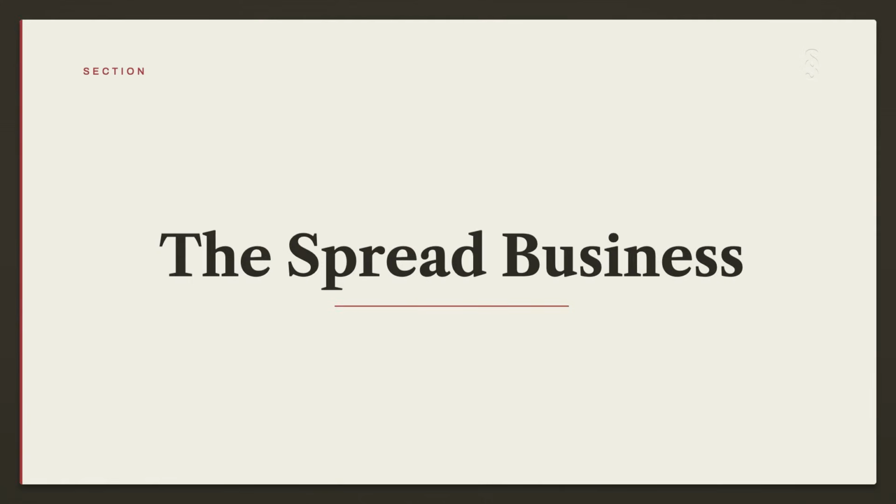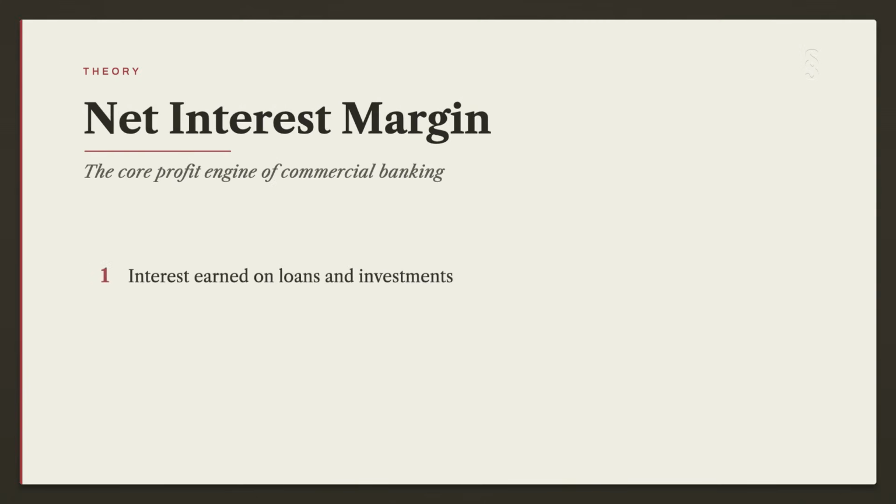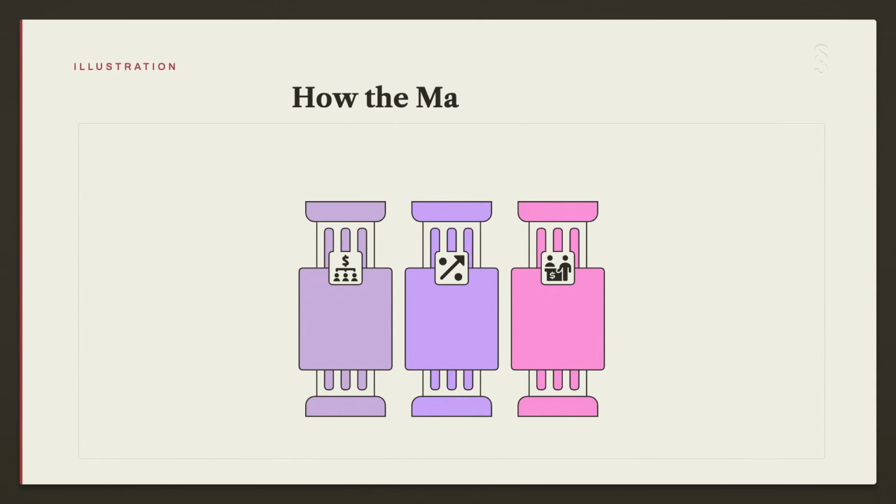Commercial banking runs on one simple piece of arithmetic: borrow cheap from depositors, lend dear to borrowers, and keep the difference. That gap is called the net interest margin. What's earned on loans and investments, minus what's paid on deposits and borrowings, as a share of earning assets. Almost every strategic move a bank makes traces back to protecting or widening this margin.